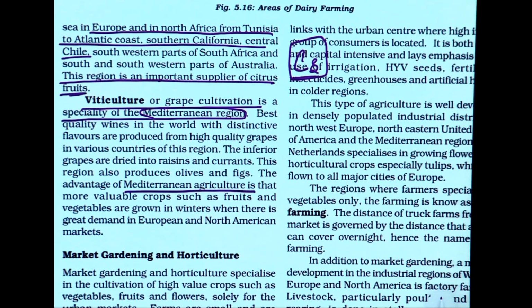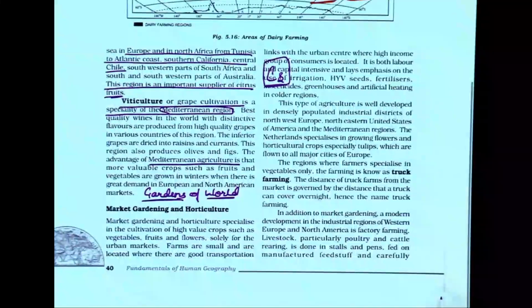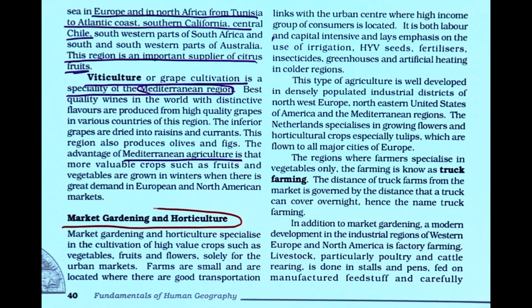Mediterranean agriculture is essentially known for the gardens of the world. They are known for cultivation of different varieties of horticultural products. When we talk about horticulture, we essentially take into account market gardening, which is also mentioned in our NCERT. Let us take it first before I take you to the diagram. In the continuity of study of Mediterranean agriculture, market gardening and horticulture specialize in the cultivation of high value crops, essentially fruits, flowers, vegetables, solely for the urban market.